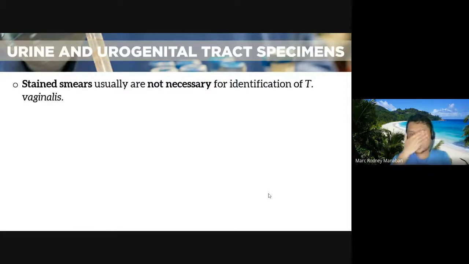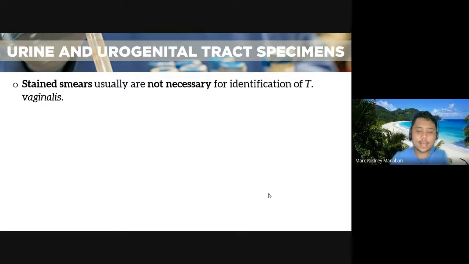So aside from Trichomonas, of course, for Trichomonas identification, you don't need to stain your smears because, again, these are from urogenital tract specimens. Now, if you already see that jerky motility and the undulating membrane, then you can already say that this is Trichomonas vaginalis. You don't need to stain it.